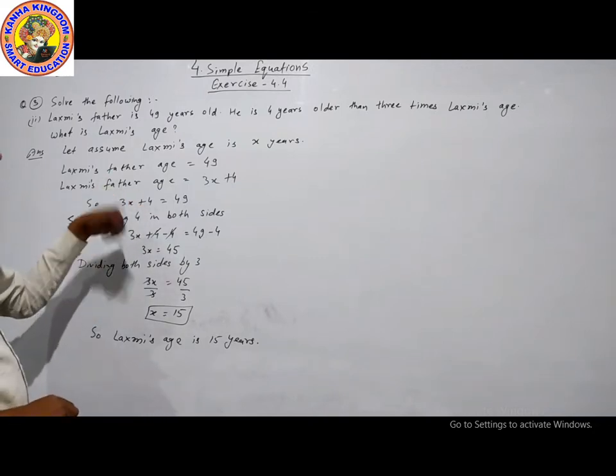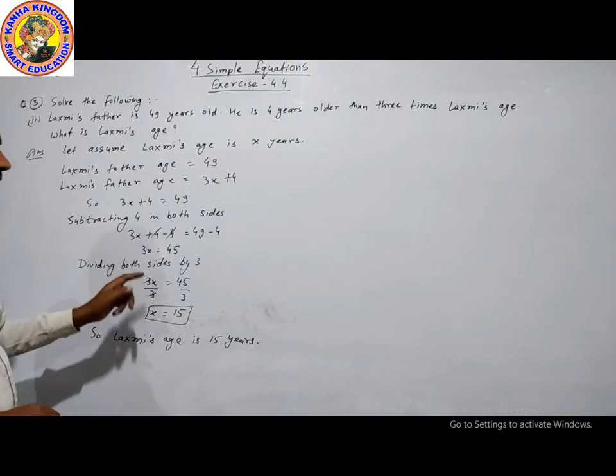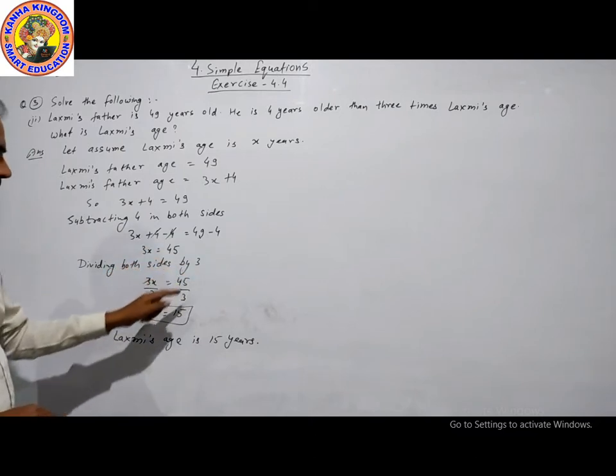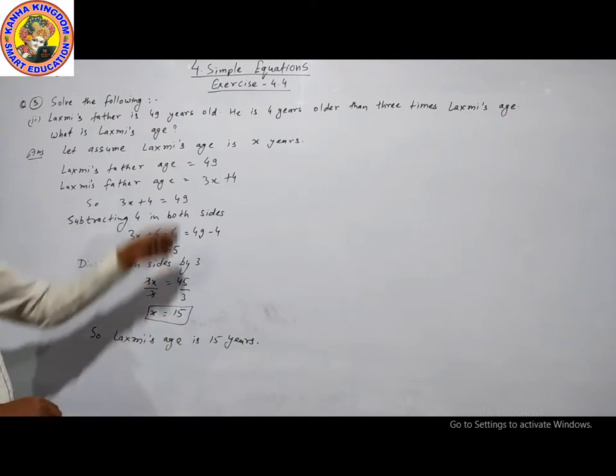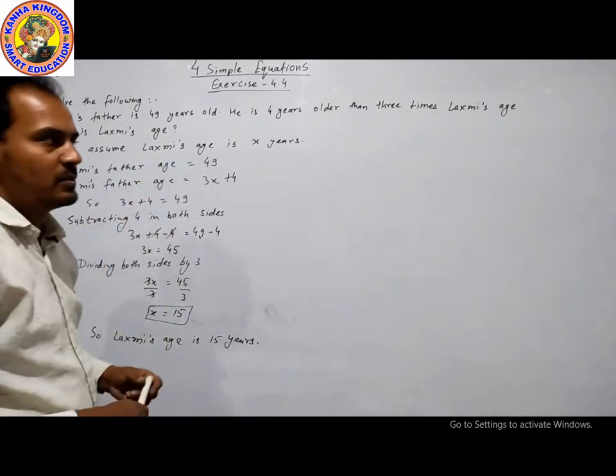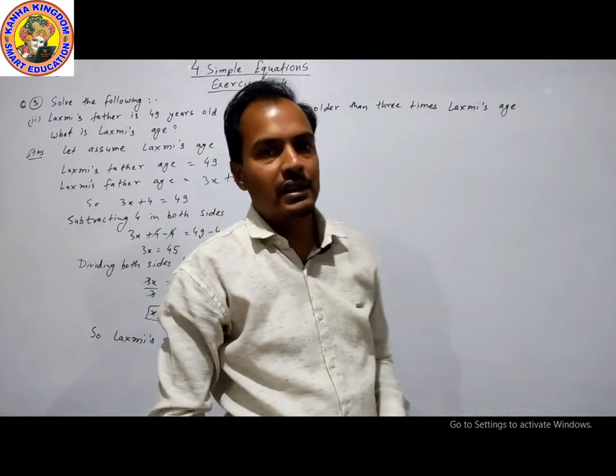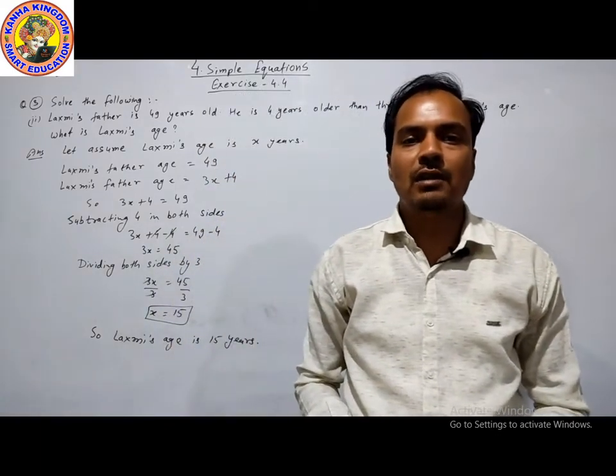Here is plus 4, so we will take minus 4 on both sides. Here is multiply by 3, so we will divide by 3. x is equal to 15 is our answer. What is x? x is Lakshmi's age. So Lakshmi's age is 15 years. You can take a screenshot of this. We will move to our next part.